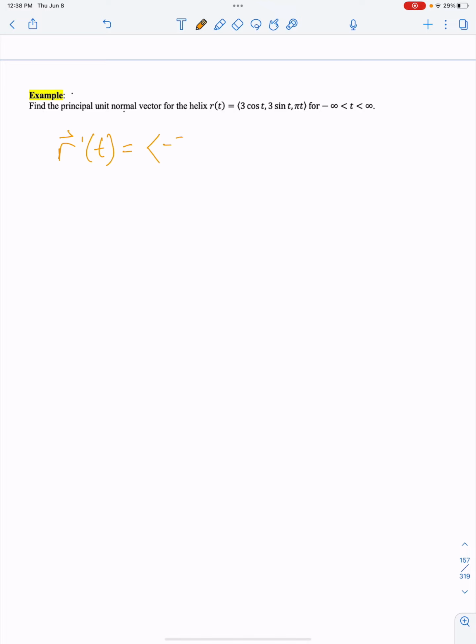is, okay, that's going to be negative 3 sine t. Derivative of 3 sine t is 3 cosine t. And then derivative of pi t is pi. All right, so we have r prime. Let's go ahead and find its magnitude. These can get pretty gross in the homework, just a heads up.